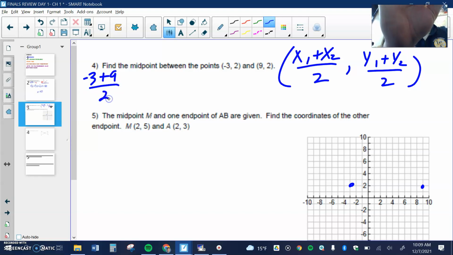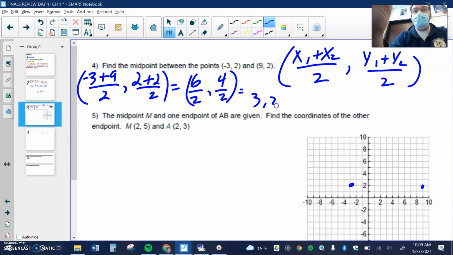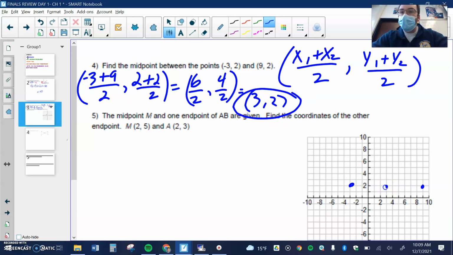-3 plus 9 over 2, comma, 2 plus 2 over 2, which is 6 over 2, and 4 over 2, which ends up being 3, comma, 2. And again, I could have just figured out where they met in the middle, and I would have gotten the same thing.